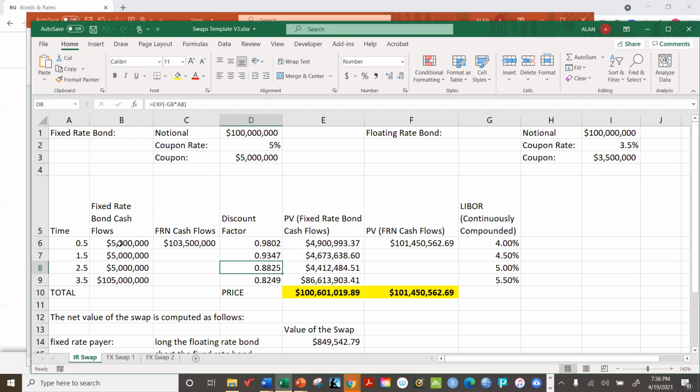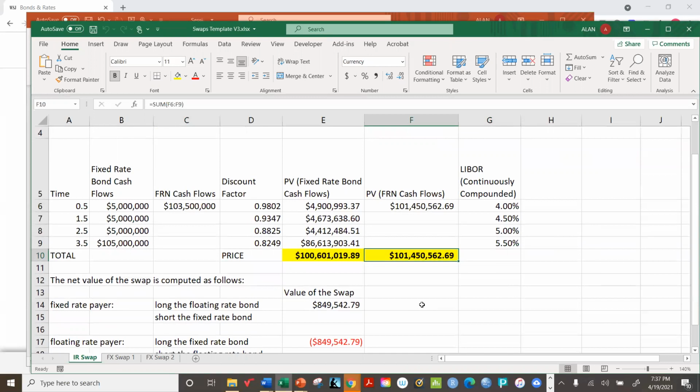So what I'm going to do is multiply these discount factors by each of these cash flows from the fixed rate bond and add them up. This right here is the price of the fixed rate bond. I only have to do this once with a floating rate bond because we're assuming that we know the price in 6 months to be $103,500,000. So I'm going to discount that one. And as a result, that present value is $101,450,562.69.